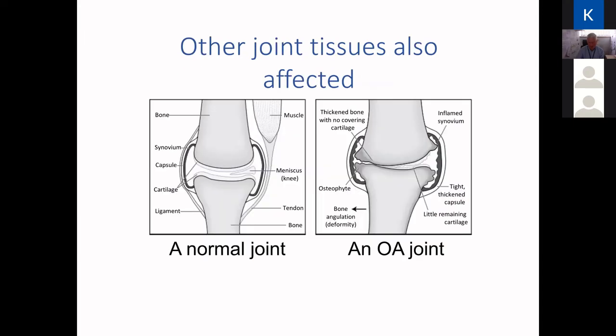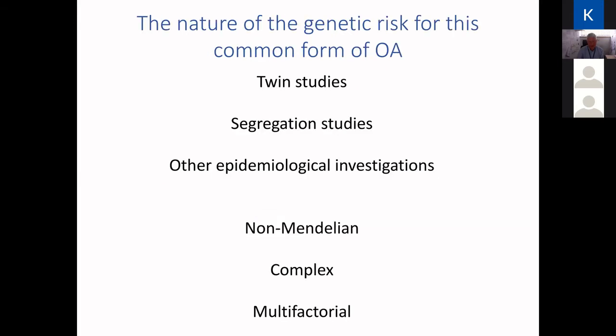Now, obviously, other tissues are also involved in the OA disease process. It's not just cartilage. And we need to bear that in mind whenever we do any investigations of this disease, thinking about effects on other tissues.